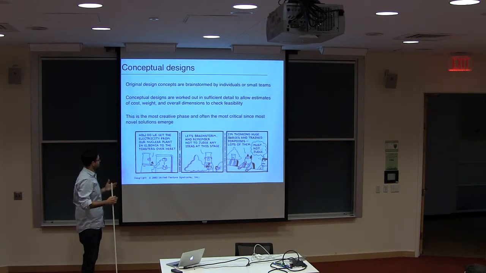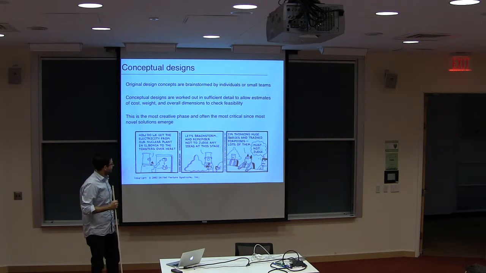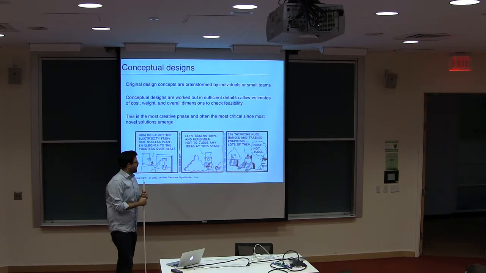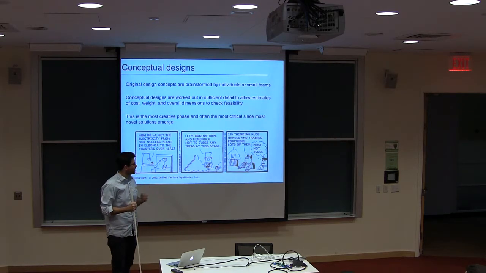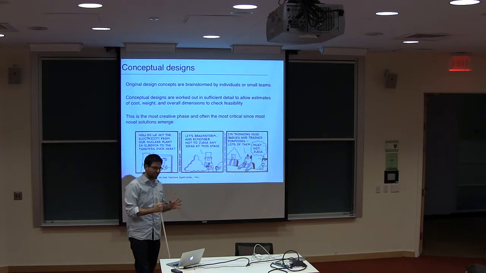How do we get the electricity from our nuclear plant to ammonia, to the toasters over here? And they said, let's brainstorm and remember not to judge ideas at this stage. And their boss says, I'm thinking huge barges, trained porpoises, lots of them. And you're just trying not to judge.